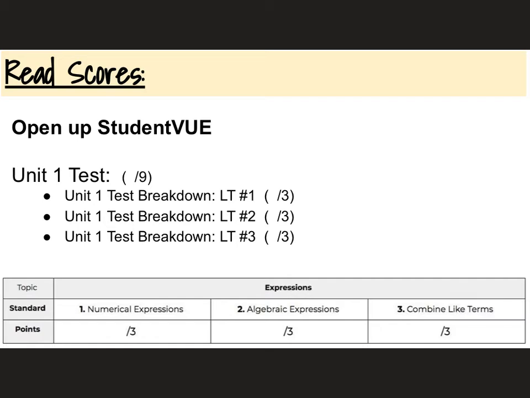This was numerical expressions. Our second target was also out of 3, and this was on algebraic expressions. And our third target was combined like terms, and this was out of 3 as well. So you should be able to tell exactly which targets went very well and maybe which targets caused you a little bit more trouble. So we could use some more practice in that area.